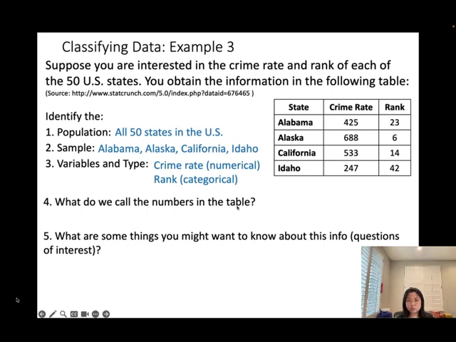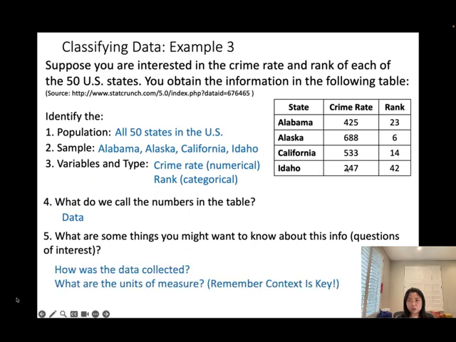What do we call the numbers in the table? How do we call these numbers? We call them data. What are some things you may want to know about this info? Like questions of interest, what kind of questions do you want to ask if you have a topic like this? I would think about how the data was collected and what the units of the measurement are. Okay, remember, units matter. Units matter.